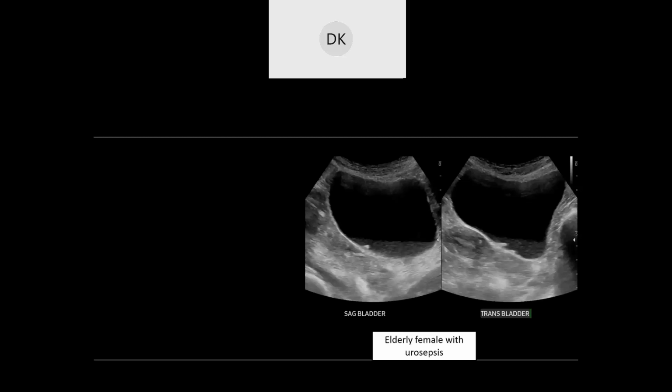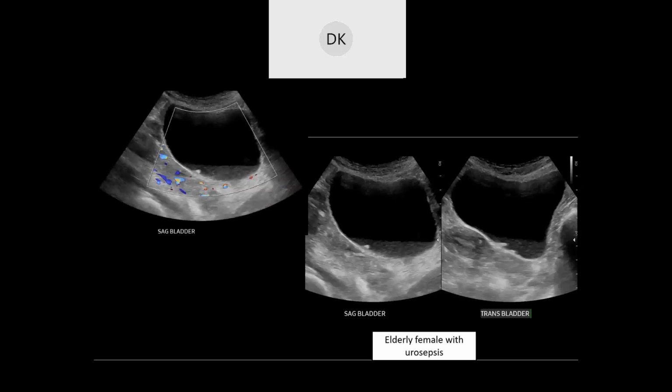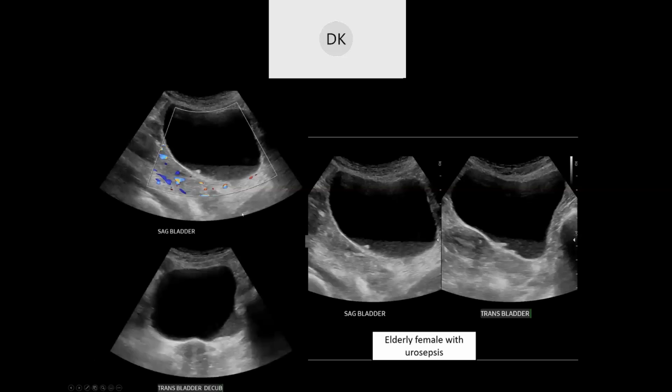So this was a patient, an elderly female who had urosepsis, and we see quite a bit of layering debris there in the bladder. And there's no internal vascularity within this debris. And it's also important to move the patient around whenever we're evaluating the bladder, if there's anything within it. That's one of the advantages about ultrasound, it's so dynamic.